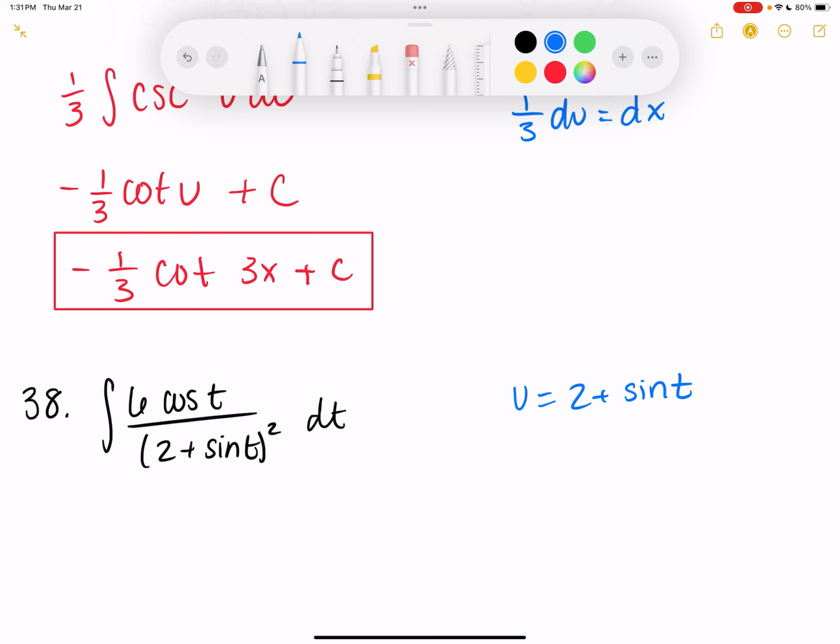So what's the du? Cosine t dt. And do I have cosine t dt? Yes, I do. It's on top. Now, what else do I have on top? A 6. What can I do with that? Pull it out front. So I'm going to have 6 integral 1 over u squared du.